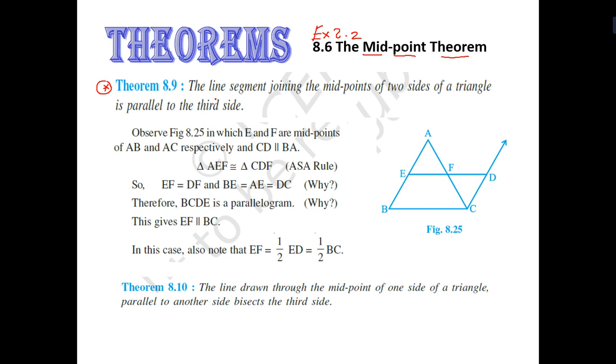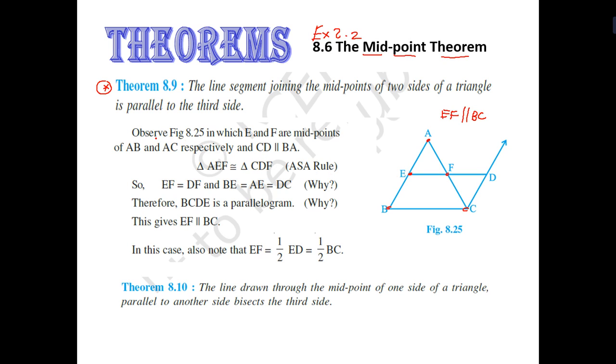Theorem 8.9. A line segment joining the midpoint of two sides of a triangle is parallel to the third side. So if you see the triangle, that is A, B and C, one triangle is there. A line segment joining the midpoint, so here it is a midpoint, is parallel to the third side. So EF is parallel to BC.